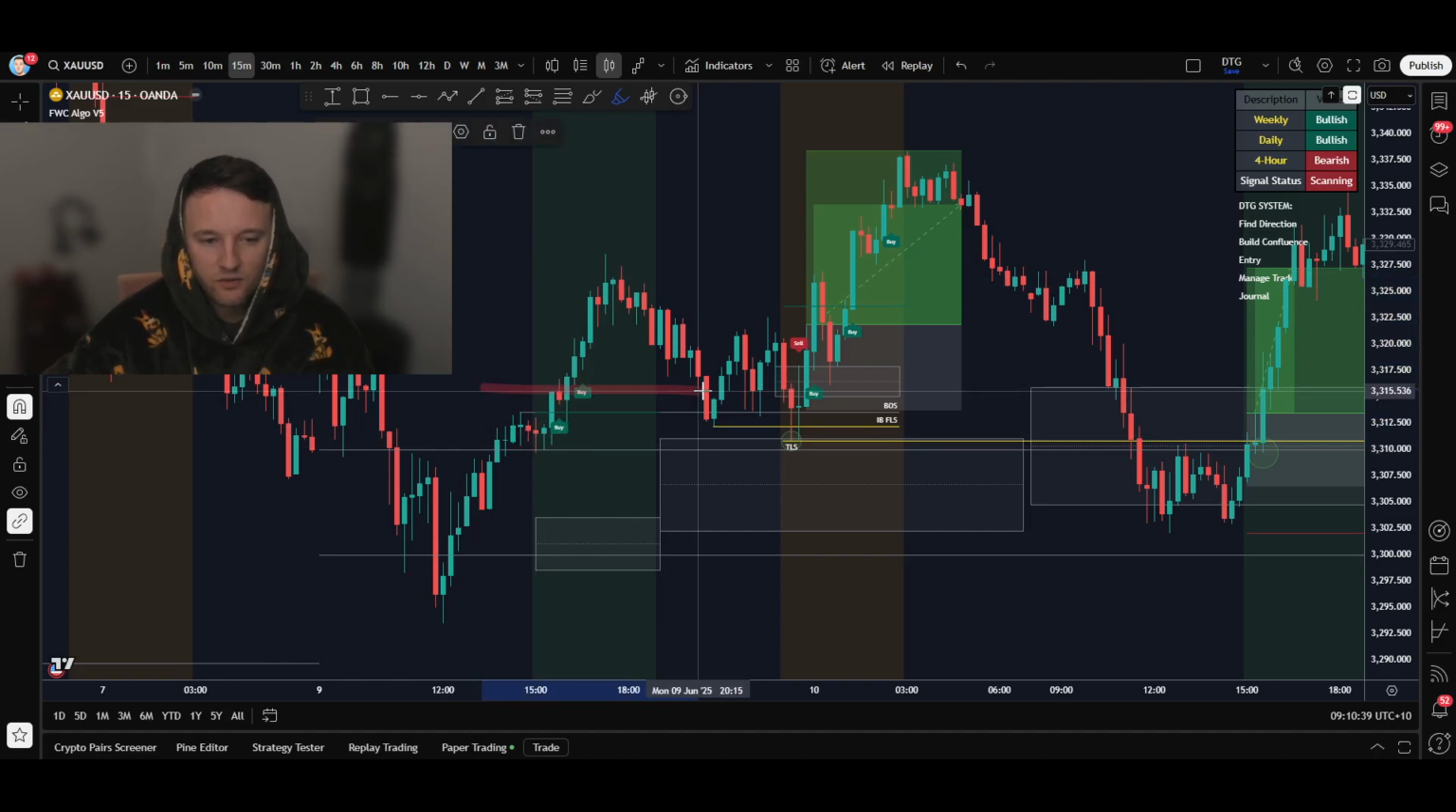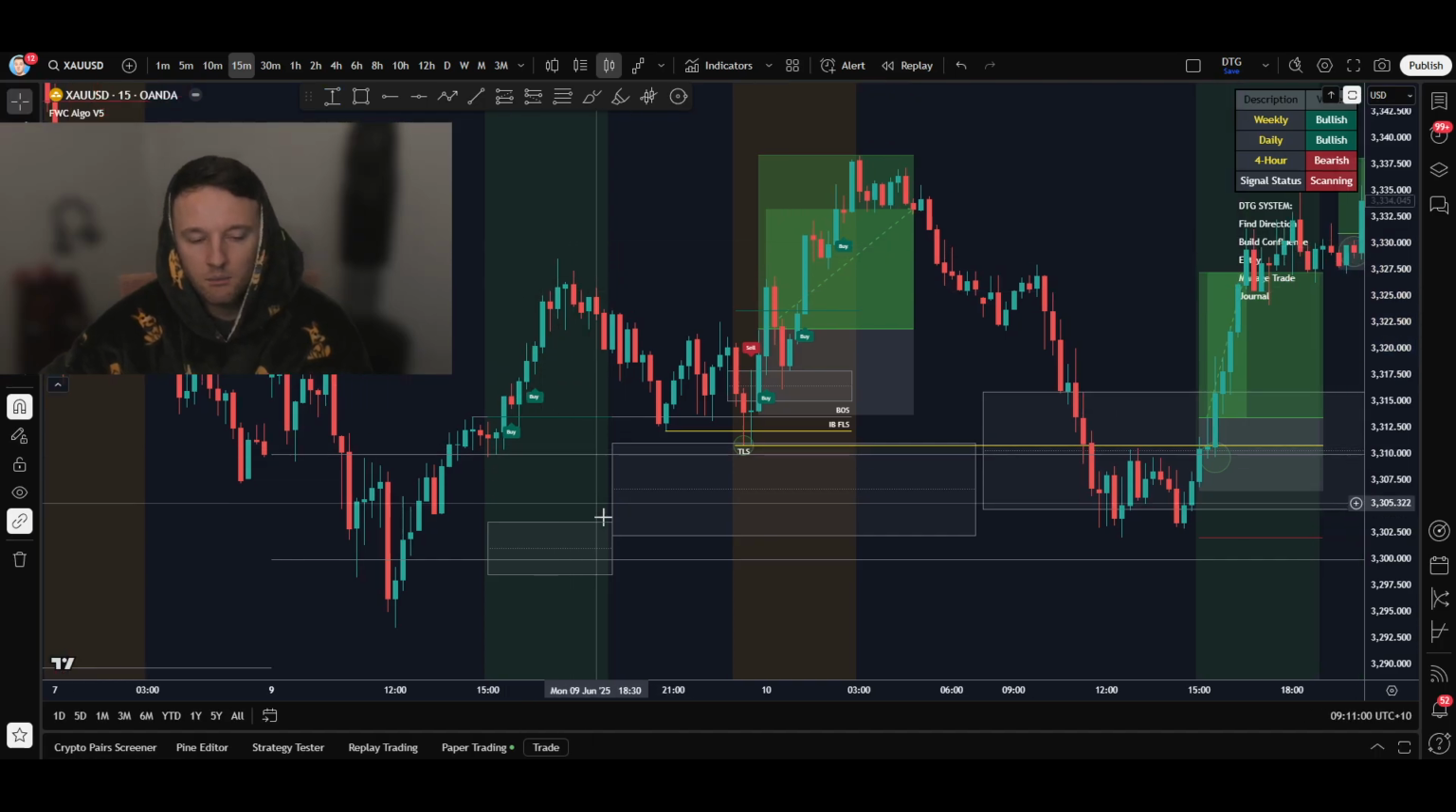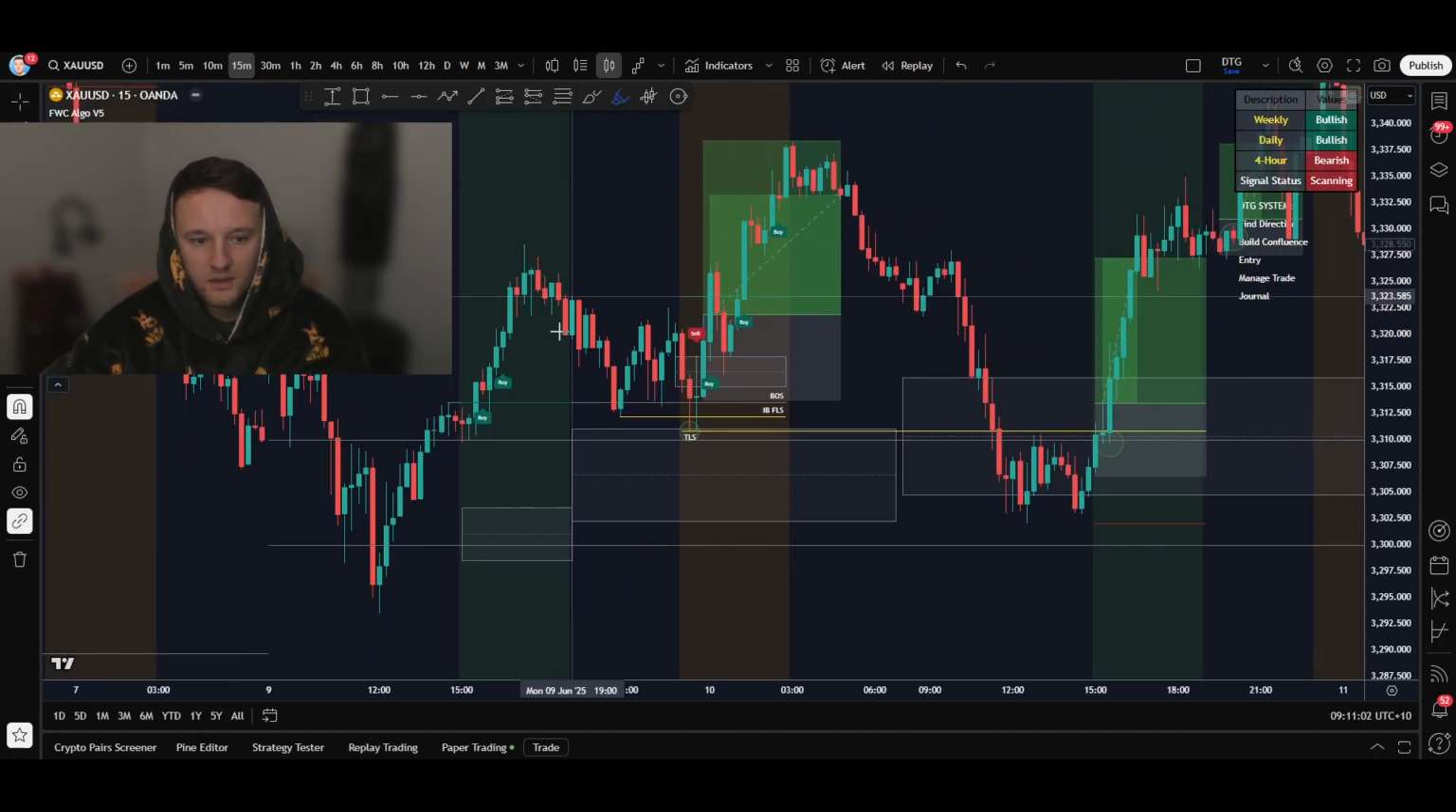There was a potential for an entry right here after the bullish liquidity sweep, after retesting key levels. Again, all these levels provided by the DTG indicator, and you will learn how to plot these levels yourself anyway, so don't worry if you're confused. And then a 15-minute buy signal right here, which would have returned a 1 to 2 for, I don't know, 130 pips. But for me, there wasn't enough confluence in here with price pulling back. I wanted to see price come back down into this level.